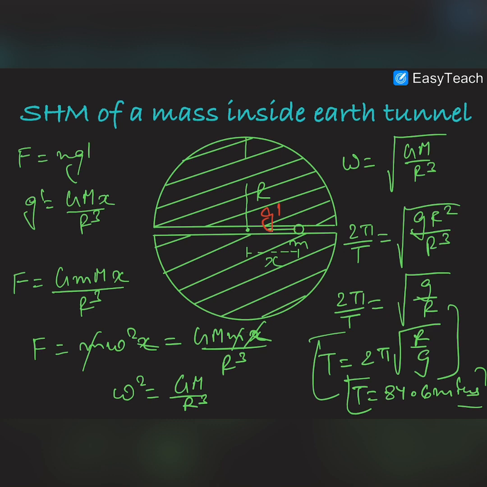Let us also see what is the normal reaction applied by the tunnel walls on this mass. So obviously we can see that the net force acting on this mass is towards the center, and therefore there is no component of this force which is perpendicular to the tunnel walls. Therefore the normal reaction applied by the tunnel walls on this mass is 0.